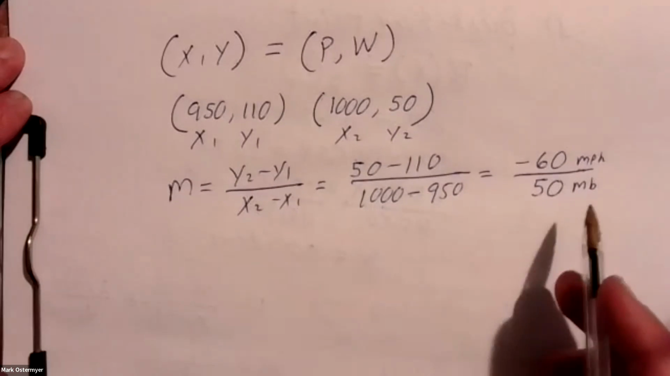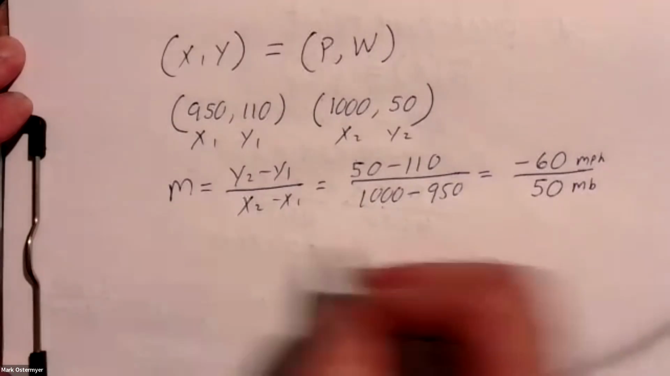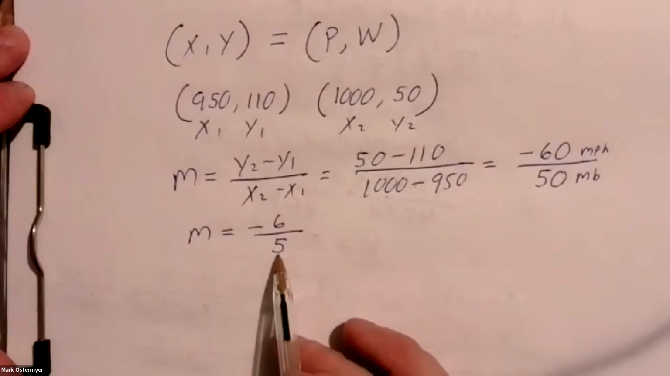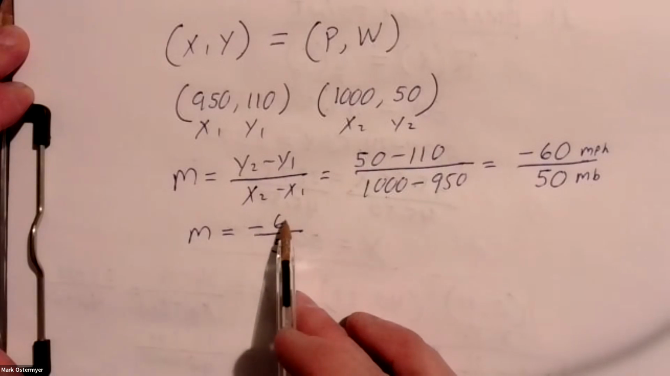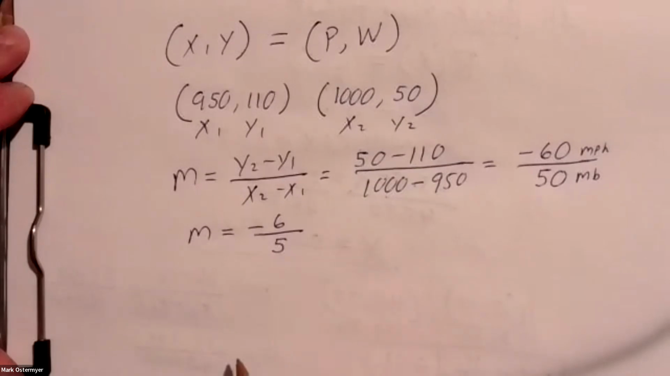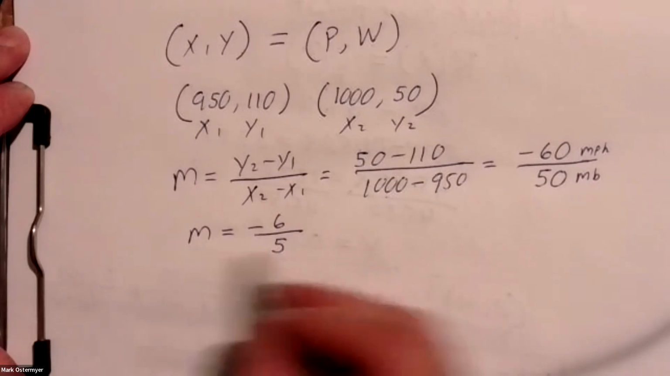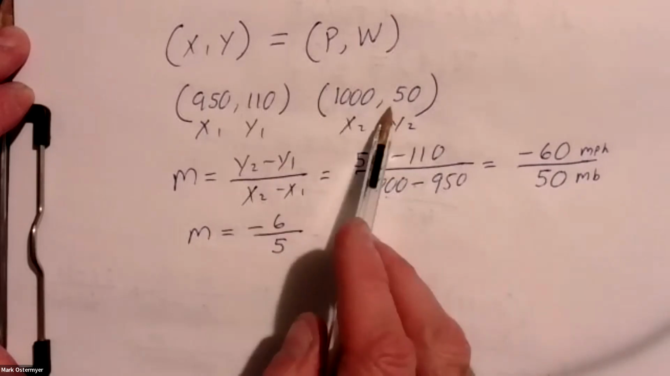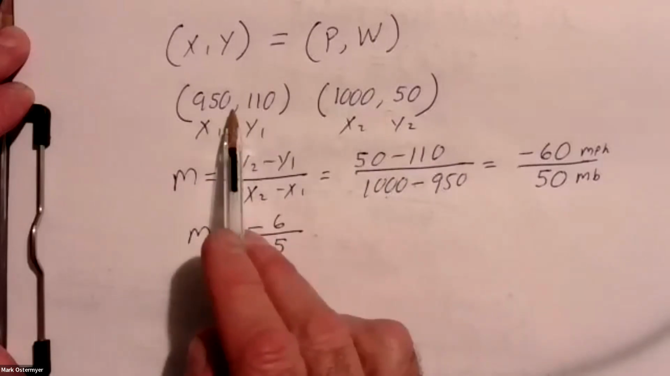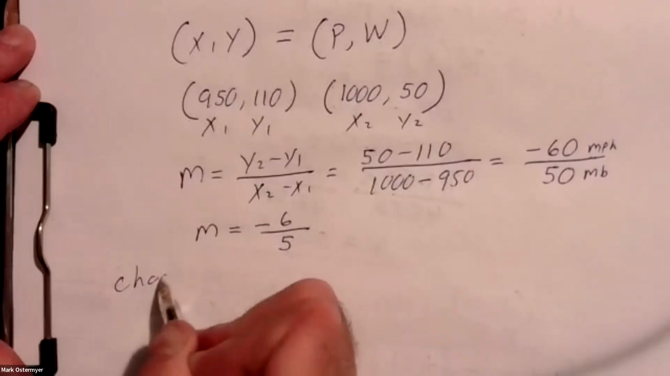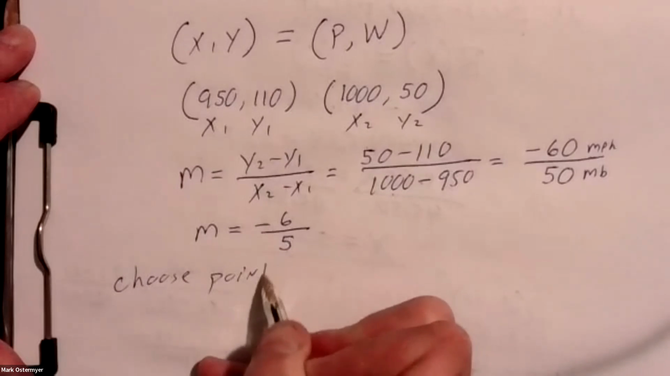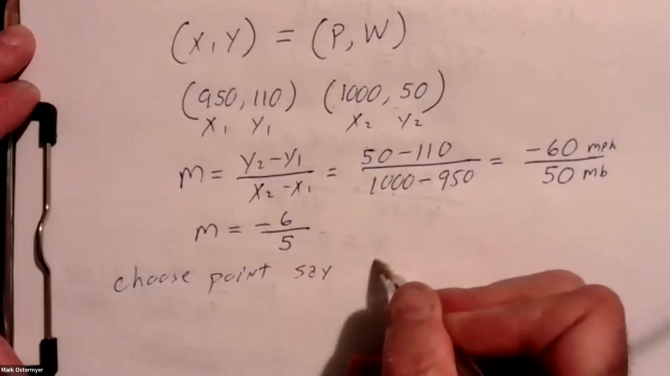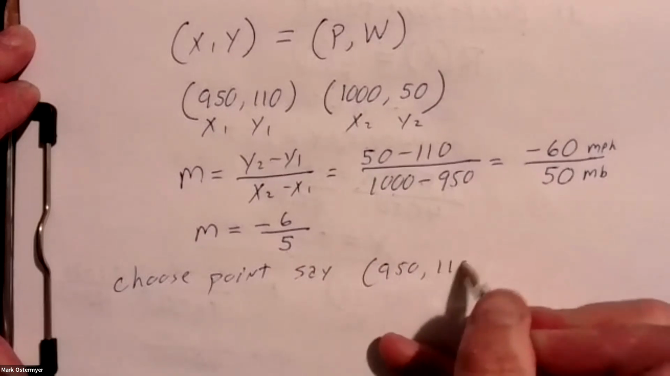All right, so now we know our slope, and hey, can't I simplify this slope down to just -6/5? That's saying for every 5 millibar increase in pressure, the wind speed decreases by 6 miles per hour. That's how you interpret what the slope is saying. Now to write the equation of this linear function I'm trying to develop, unfortunately, none of these qualify as being a y-intercept. So I have to just choose a point. So I will choose a point, and let's say that I go with the first point here, 950, 110.